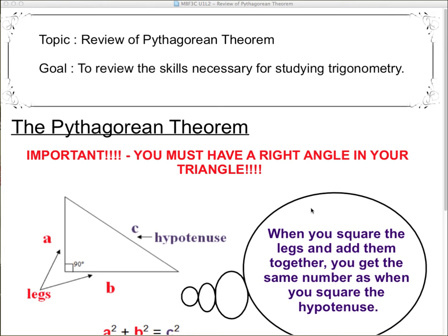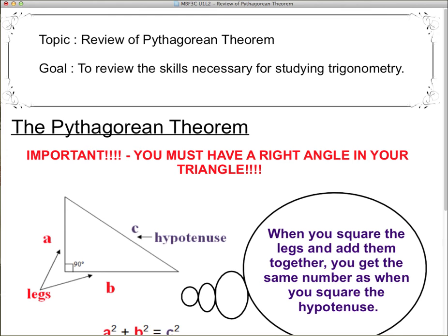What's a right angle, you ask? Well, I'm glad you asked that. A right angle is one that measures 90 degrees, and this is what it looks like. You won't always have that 90 degrees there. Sometimes it'll just be that box. In fact, most of the time it'll just be that box. But you have to make sure that you have a 90-degree angle, or Pythagorean theorem doesn't work. You can apply it, but it won't give you the right answer unless there's that 90-degree angle there.